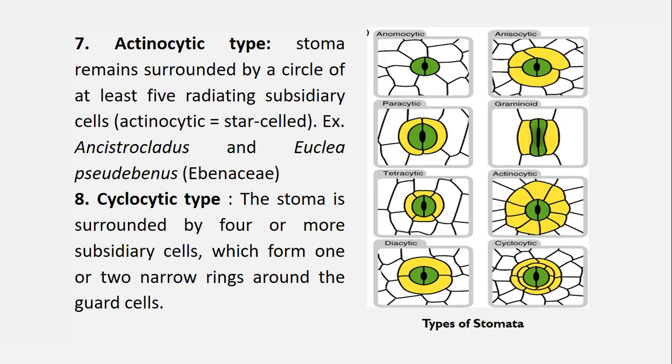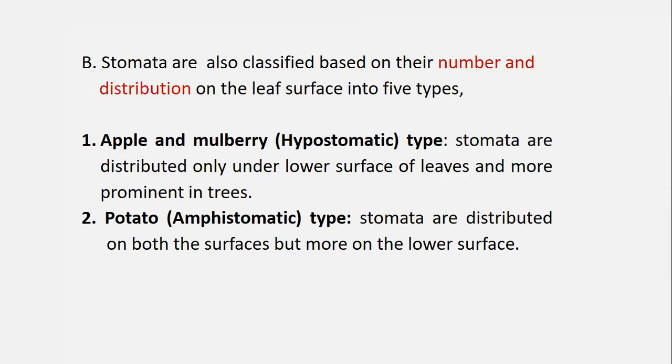Now coming to the second type of classification, which is based on the number and distribution of the stomata on the surface of the leaf into five types. Well, apple and mulberry type of stomata, which is also known as hypostomatic type, where the stomata are distributed only on the lower surface of the leaves and more prominent in trees. So here in hypostomatic stomata, the stomata are confined only to the lower surface of the leaves, and it is very common in tree species.